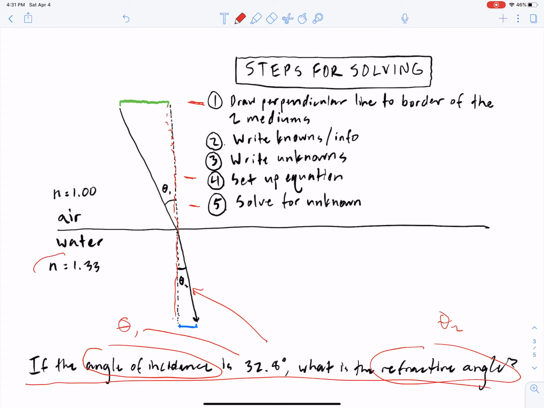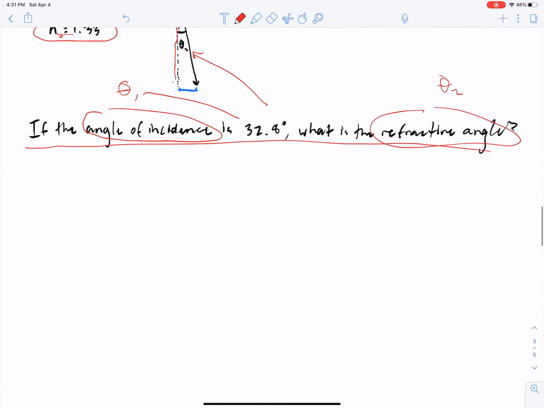If we look up here, we have N2 and we have N1. So great, we have all our knowns, and we have the thing that we don't know, which is theta 2. So we can write out our knowns. N1 equals 1.00, and N2 equals 1.33. We also know the angle of incidence, theta 1, which is 32.8 degrees. We don't know our angle of refraction, which is question mark.